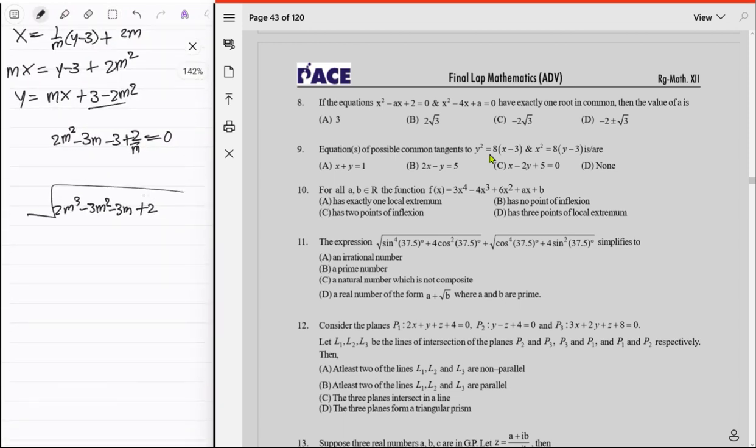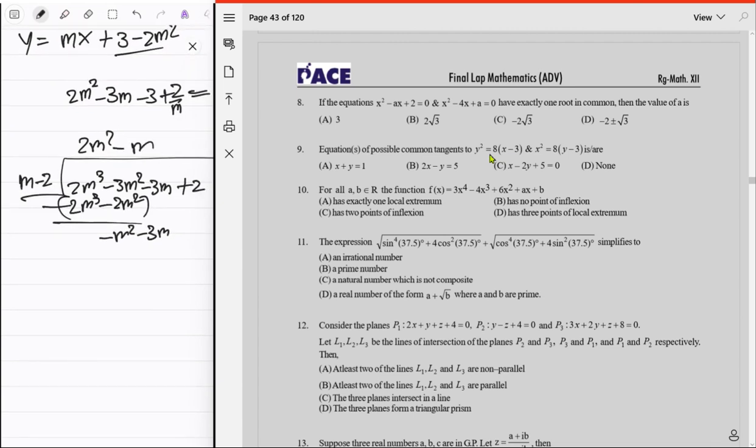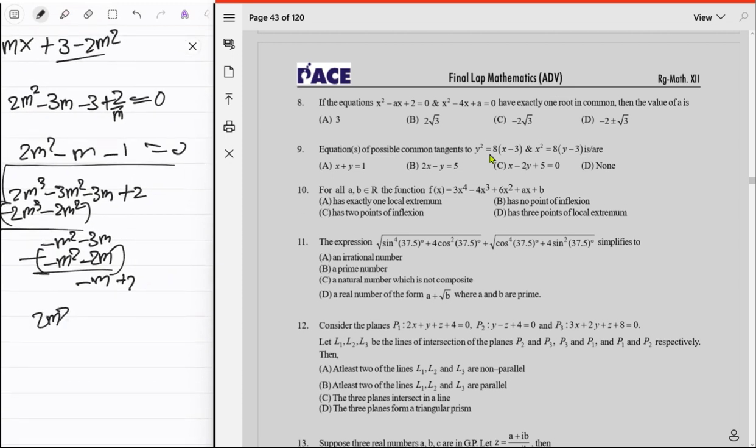I know, बहुत slow हो रहा हो लगता है. So divide by m minus 2, what do you get? Just get 2m square, मतलब कि 2m cube minus 2m square, फिर subtract किया, just get ये cancel हो गया, it's negative m square minus 3m. Okay, these are our solutions, possible common tangents to this thing: m equal to 1, negative 1 upon 2, और क्या था, m equal to 2.